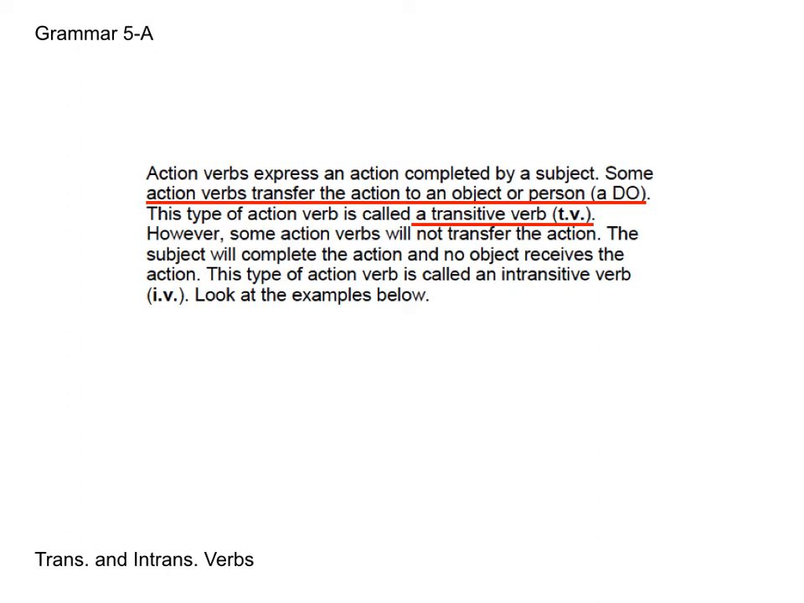So now we're going to look at an intransitive verb. This is an action verb that is completed by the subject but does not transfer that action to an object or a person. There is no DO. We will see in this booklet that some verbs can be transitive in one sentence and then intransitive in another. So let's look at some examples.